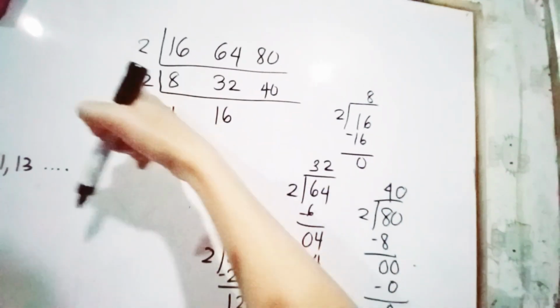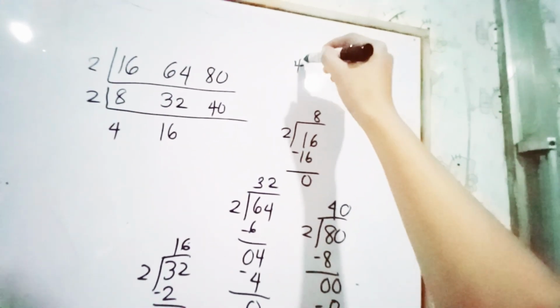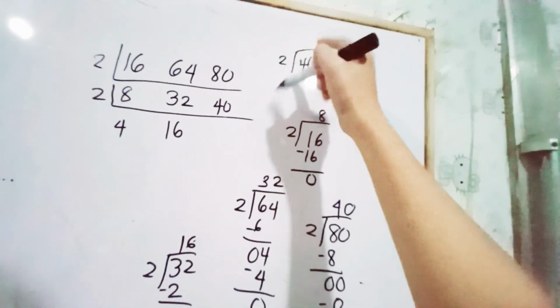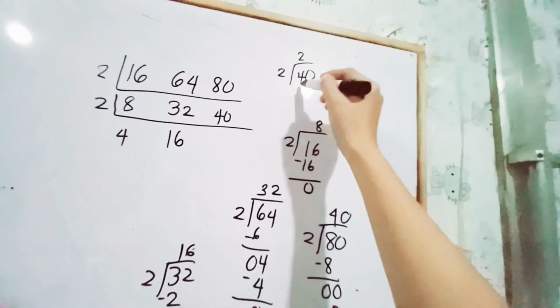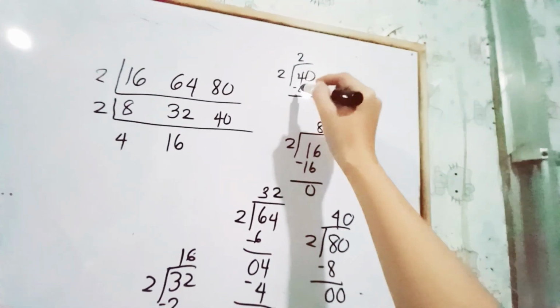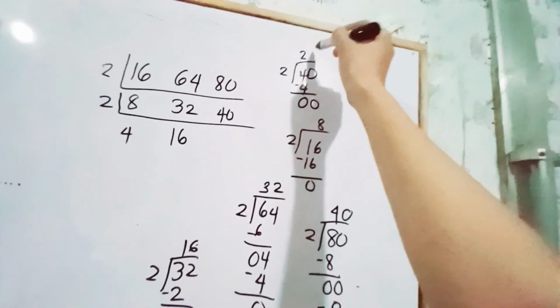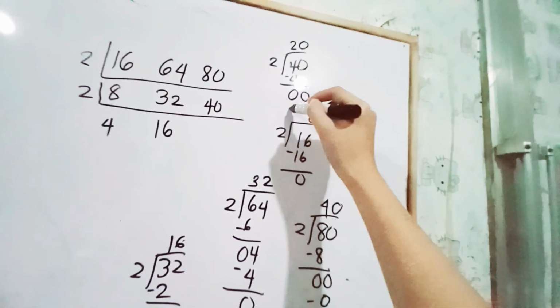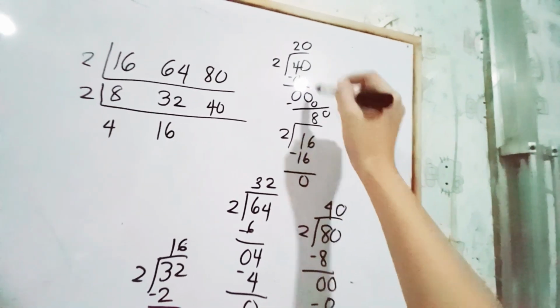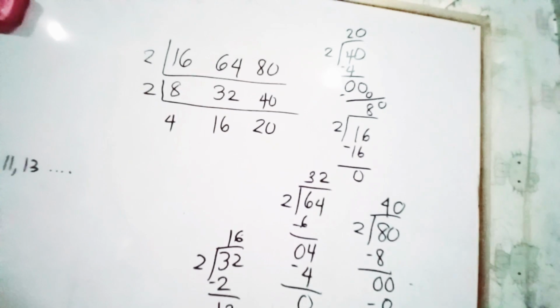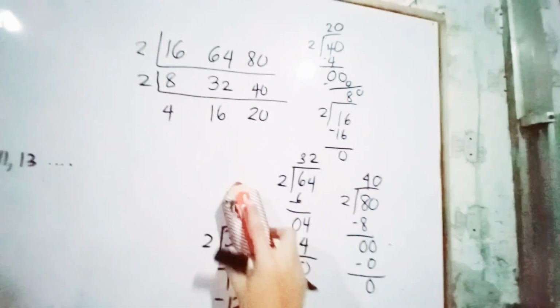Okay? 40 divided by 2, let's solve. 4 divided by 2 is 2, 2 times 2 is 4, subtract, 4 minus 4 is 0. Bring down 0. 0 divided by 2 is 0, 0 times 2 is 0, 0 minus 0 is 0. So the answer is 20. Okay, so that's how you do it.